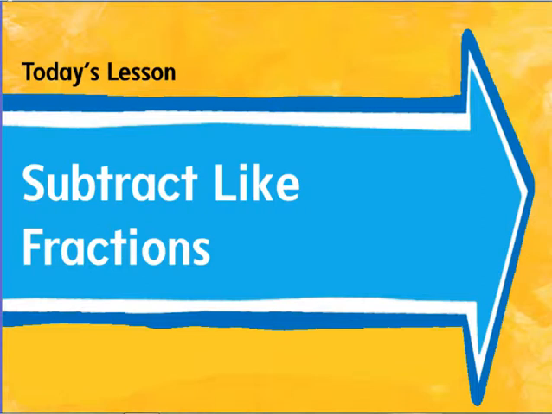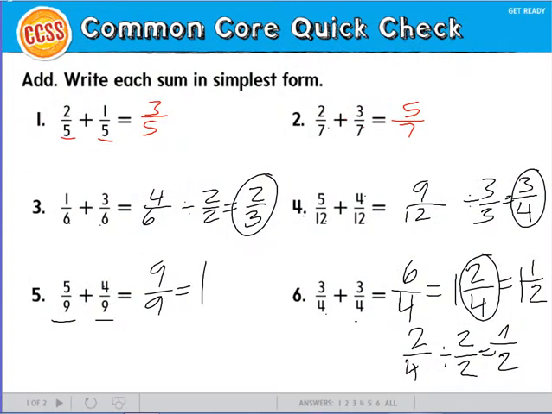So, subtracting like fractions. We've already gone over how we're going to add like fractions. We're going to do the same exact thing now, only we're going to subtract. We're going to keep our denominators the same, just like we did here. Instead of adding our numerators, we're going to subtract them.